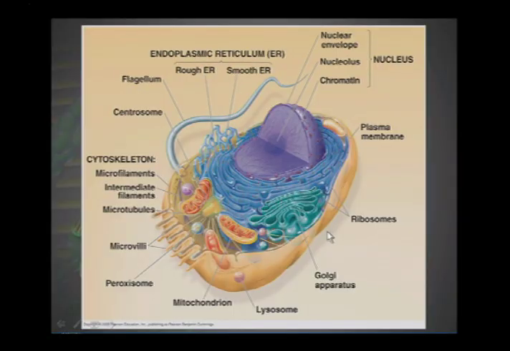For example, the cell membrane is a plasma membrane, nuclear envelope, endoplasmic reticulum, Golgi apparatus, the membranes around and within mitochondria and so on are all examples of membranes. So membranes essentially are packaging materials for cells. You can kind of think of it as the cellophane or transparent wrap or the baggies of cells.